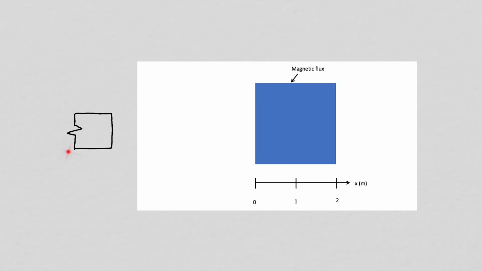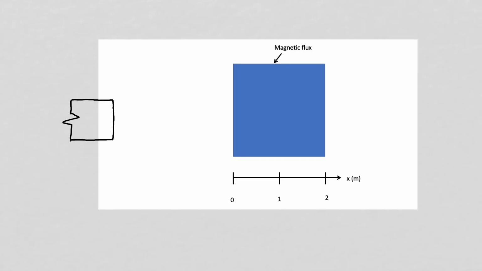I have a circuit over here that is 1 meter by 1 meter, and it consists of wire and one resistor. We're going to have the circuit moving in the x direction at a constant velocity, so imagine 1 meter per second.